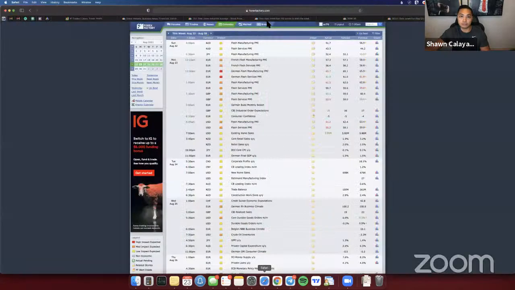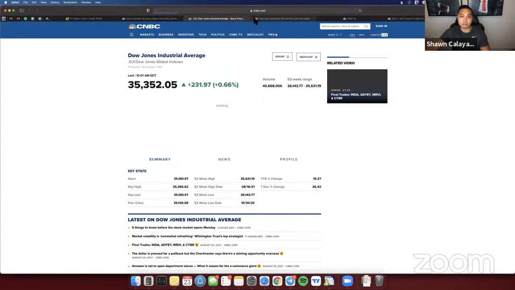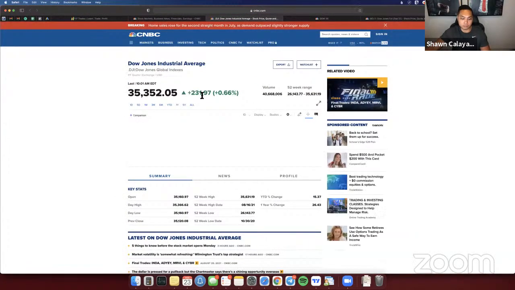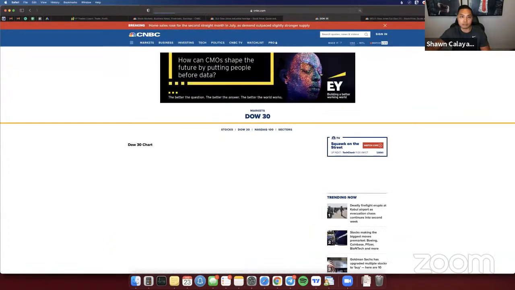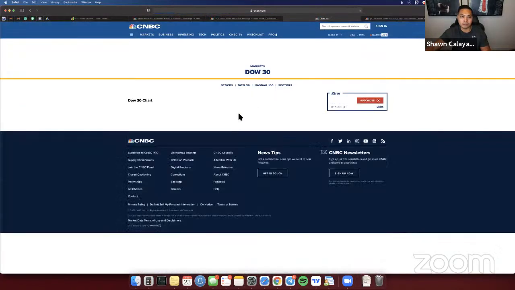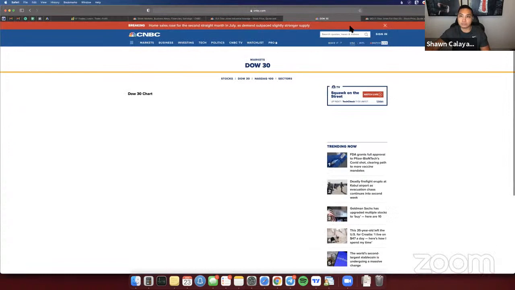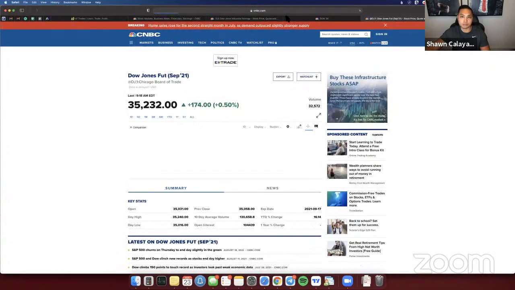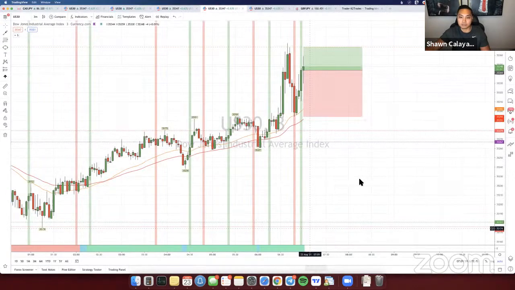Let me check the fundamentals over here. Fundamentals are looking great. They're at 231 points in the green. I don't know if the stock index here is updated yet. For whatever reason, the stock index isn't loading over here for CNBC, but it's all good. So we got this over here running. Let's see what happens here. Currently in profit about 700, 800, 1,000.